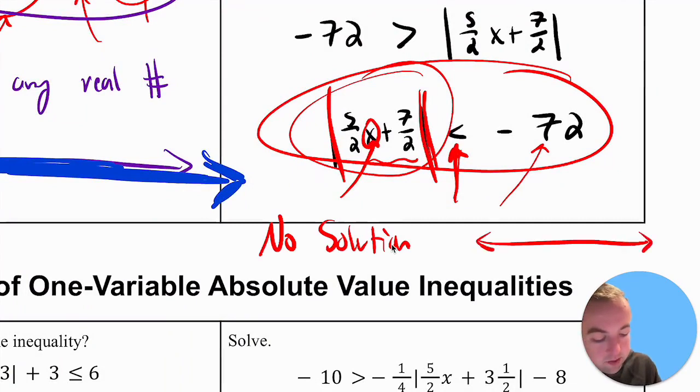And yeah, as a picture, you would just have an empty number line, showing that none of the values are answers that x could be.